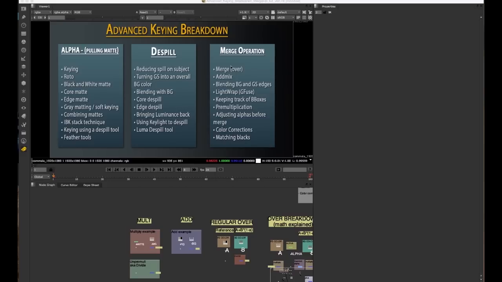And I'm going to be going over such things as merges, what an Addmix is. I kind of already went over blending background and green screen edges in my last tutorial, which was de-spill techniques. I'm going to leave a light wrap and matching blacks for another tutorial, but I'm going to be going over premultiplications and color corrections and adjusting alphas before the merge.